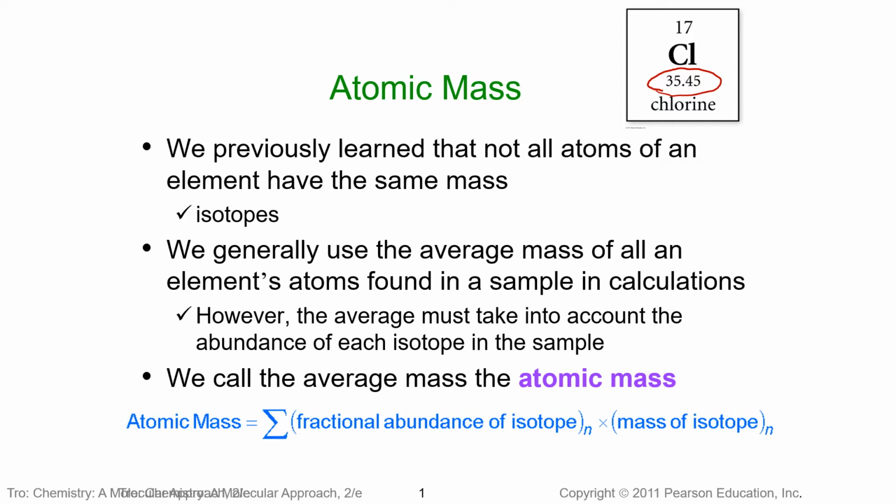And this looks like a complicated formula, but really what we're doing is we're changing that percent abundance into a fractional abundance. So we're moving the decimal place 2 places to the left, just the decimal equivalent to the percentage, times the mass of the isotope. And then we are adding all of those together.